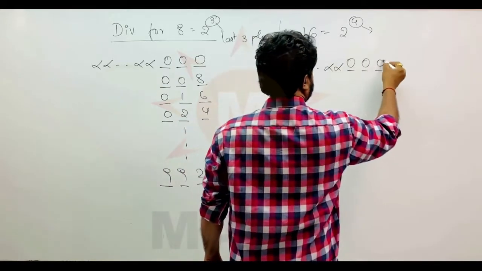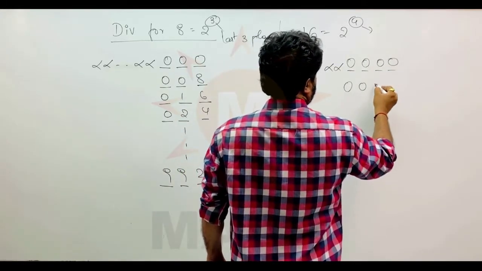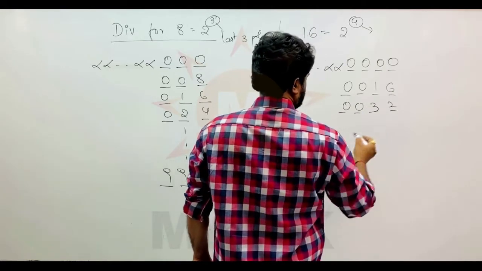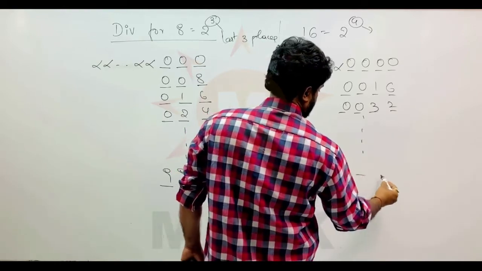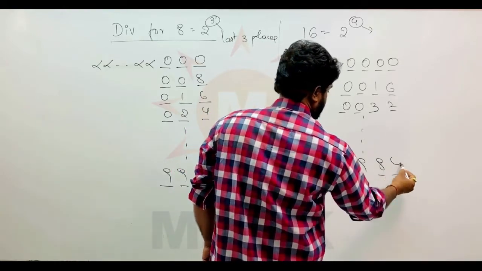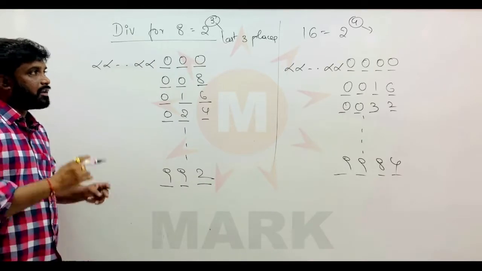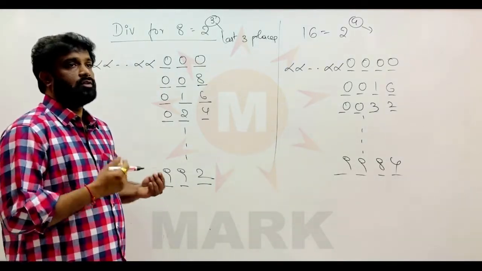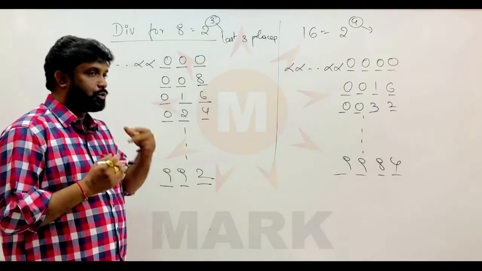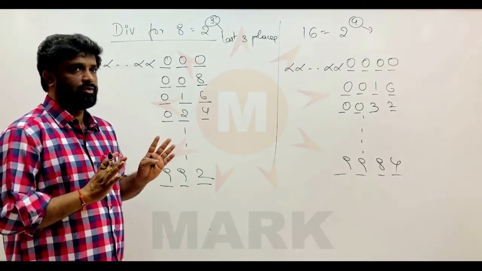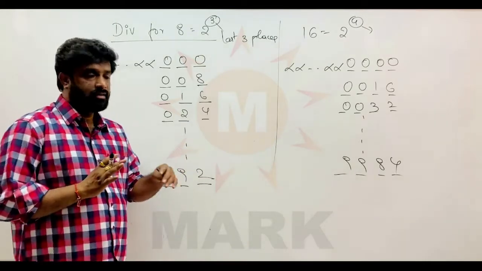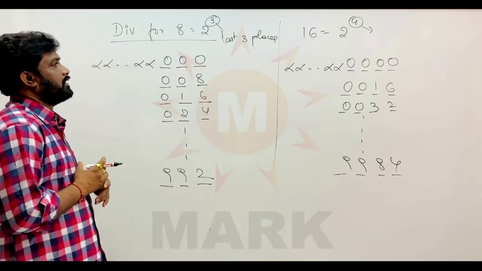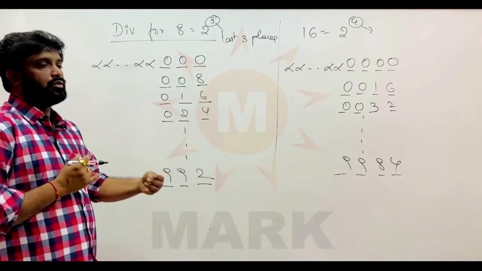The last 4 digits can be zeros, or it can be 0016, or it can be 0032, and so on. It will go up to 9984. Like this, the divisibility rules of 2 power 1, 2 power 2, these are actually exponents of 2. Actually, we should call it divisibility rules for 2 and exponents of 2, and the multiples of 2 with their exponents. So 2 power 1, 2 power 2, 2 power 3, 2 power 4, like that.